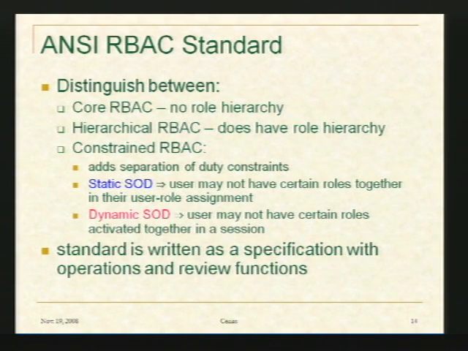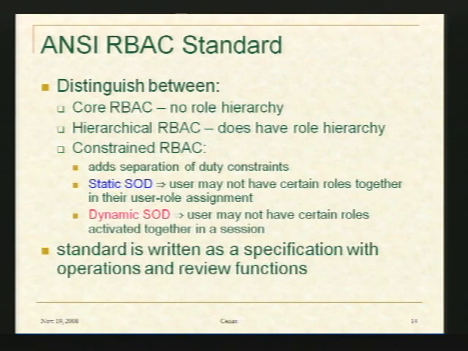And so the ANSI RBAC standard comes in 4 flavors. So there's what they call core RBAC, which has no role hierarchy. And I believe they left that in there because there are some commercial products that are like that, and they wanted the standard to apply to anything out there that was calling itself RBAC. Hierarchical RBAC has a role hierarchy. Constrained RBAC has separation of duty constraints, and then the 4th one has both hierarchical role hierarchy and constraints.